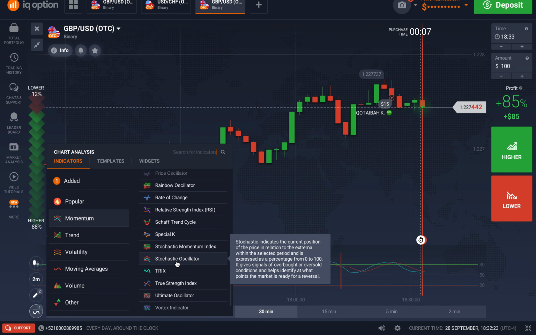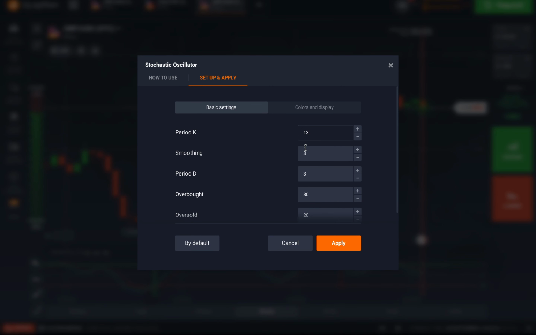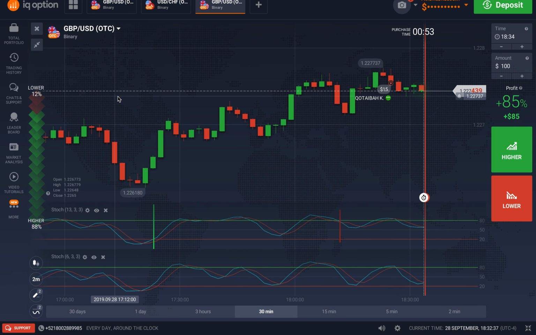Stochastic oscillator. What we're going to do is change this up just a little bit. We're going to change this to a 6. Not a 7, a 6. And click apply. So now we have two stochastics on the chart.